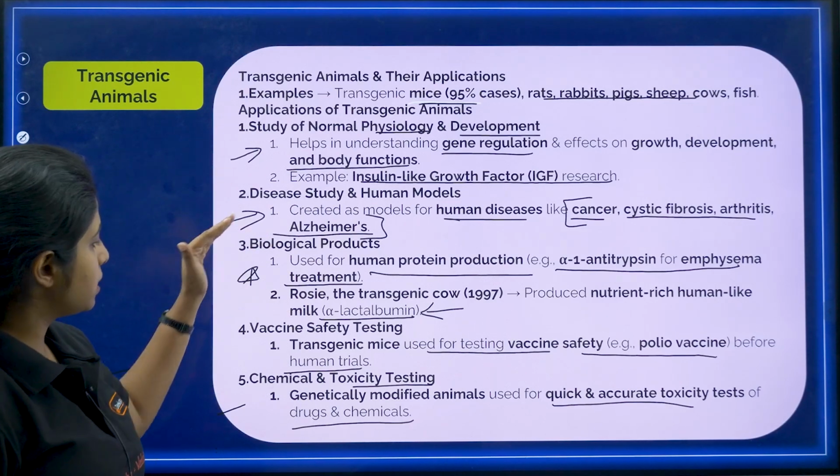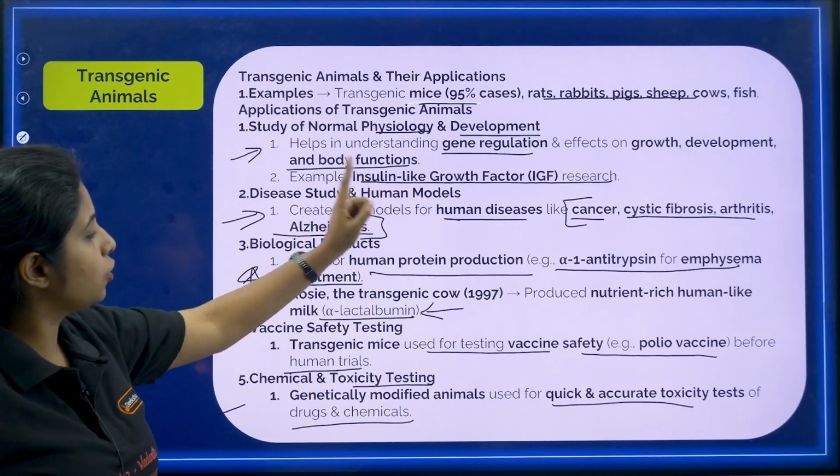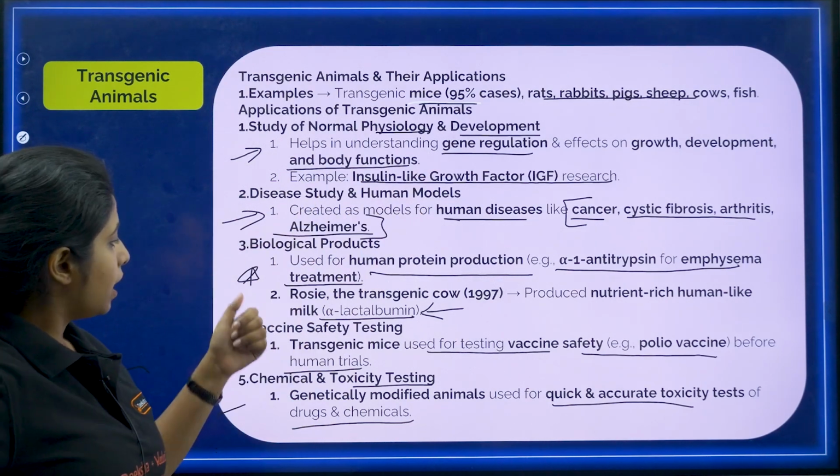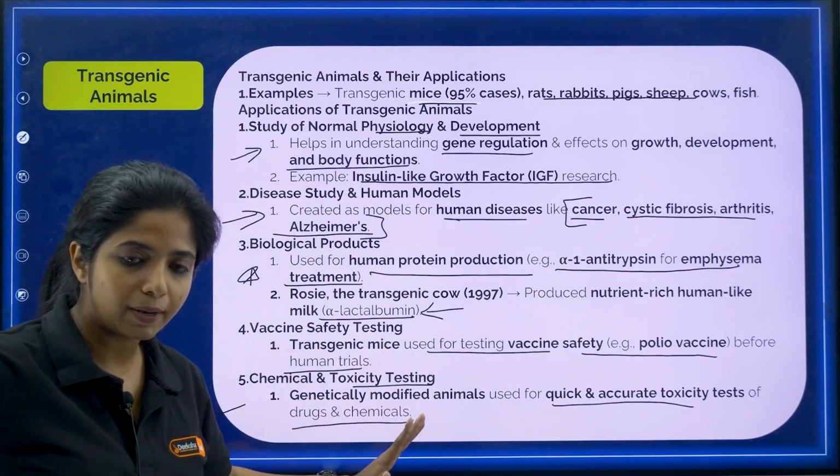So there are 5 points which are very, very important: study of normal physiology and development, disease study and human models, biological products, for getting the biological products, vaccine safety and testing, and chemical and toxicity testing as well.